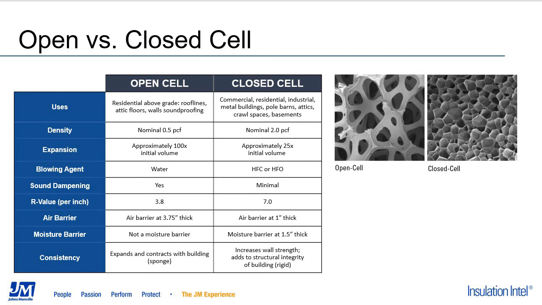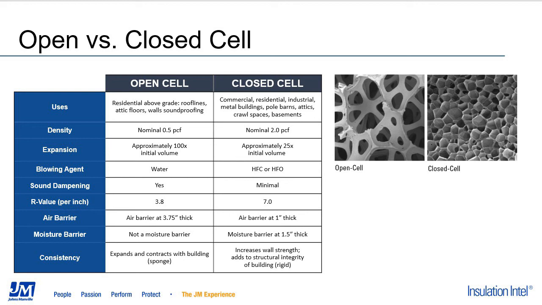The physical performance of each product, open cell and closed cell, is different due to these structural differences that I just described. Open cell foam has a much lower density. It's close to 0.5 pound per cubic foot, compared to closed cell, which is closer to 2 pounds per cubic foot.